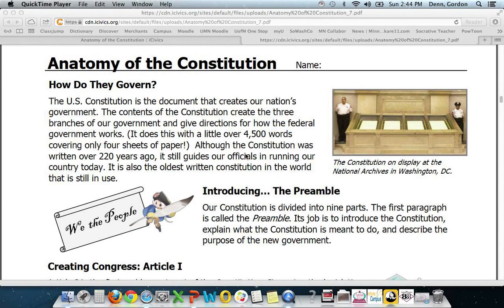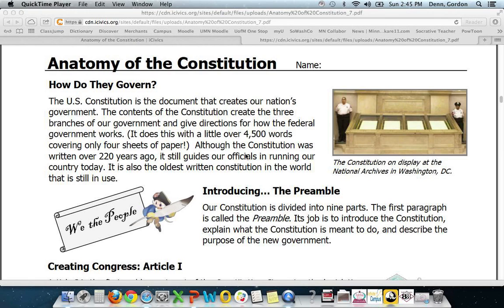So now we're going to talk about the anatomy of the Constitution, the breakdown of the different structures and features of the Constitution. This is really an important component because it talks about the specifics of the Constitution and the overall structure. One of the first things I want to tell you is that even though it has 4,500 words, it's only 4 sheets of paper.